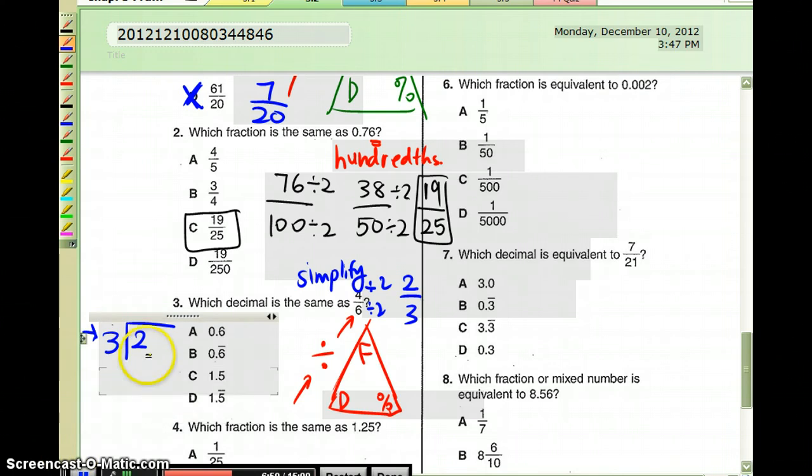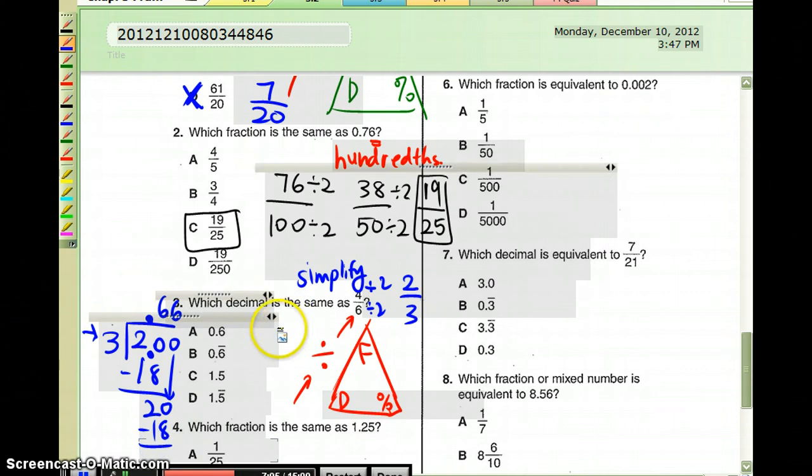So when I divide that, I put a 0 here, put my decimal up at the top, bring it up, I get a 6, 18, subtract, I get a 2. I add another 0, I get a 20, I get a 6, I still get an 18, and I keep doing that, so it seems like I'm getting a 6 repeating, which would be the answer B.